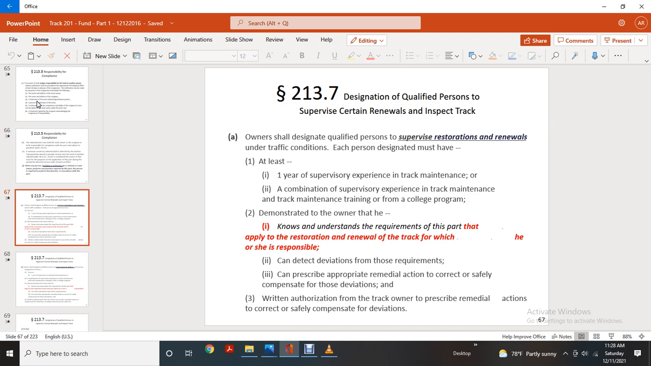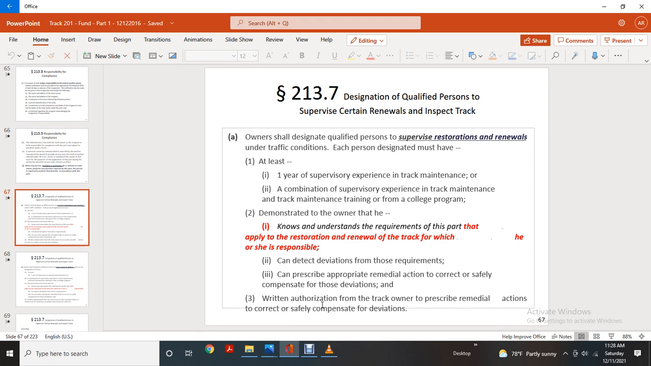Each person designated must have at least 1 year of supervisory experience in track maintenance, or a combination of supervisory experience in track maintenance and training from a college program. 2, demonstrate to the owner the understanding of the requirements that apply to the restoration and renewal of track for which he or she is responsible, and be able to detect deviations from those requirements. 3, be able to prescribe the appropriate remedial action to correct or safely compensate for the deviation, or have written authorization from the track owner to prescribe remedial action to correct or safely compensate for deviations.